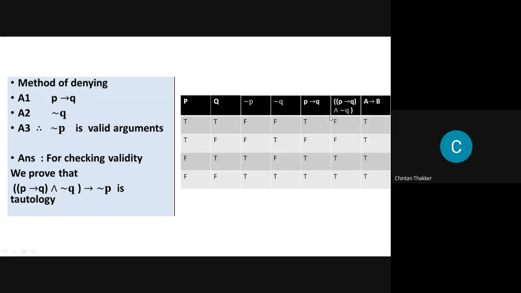Now in a similar way, we check all the values. Then at A implies B, we got all true. So it is a tautology. Therefore, the given argument is a valid argument.